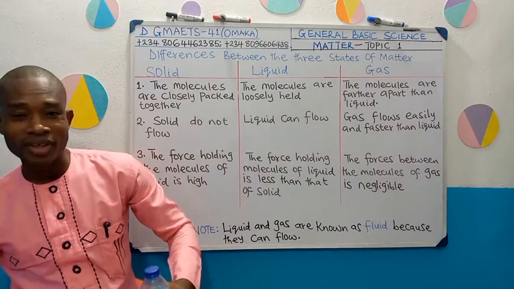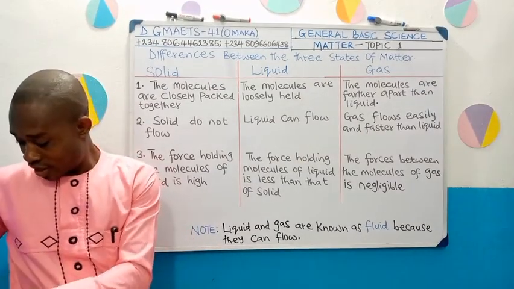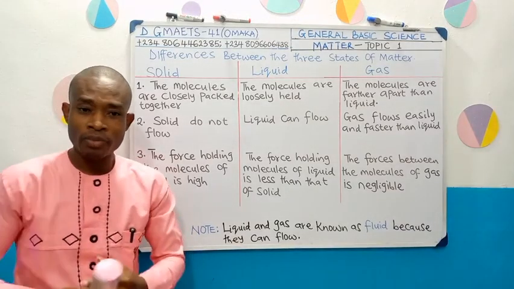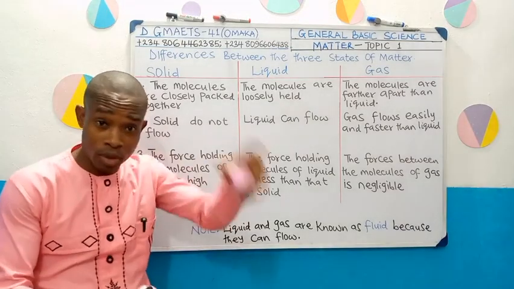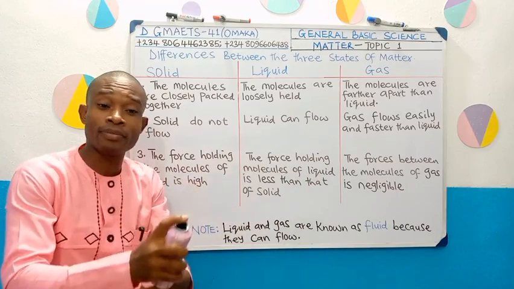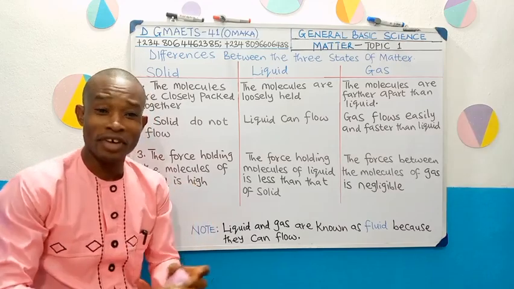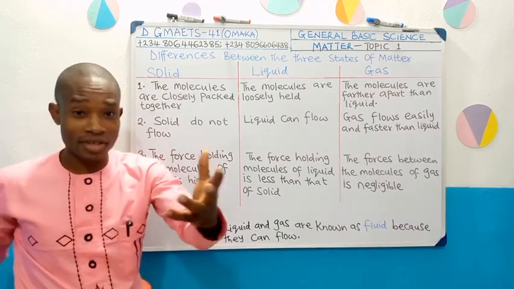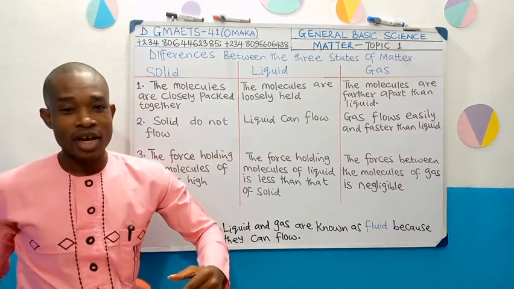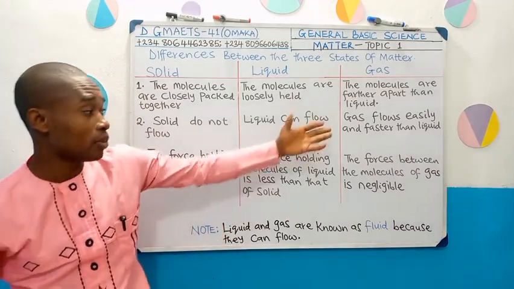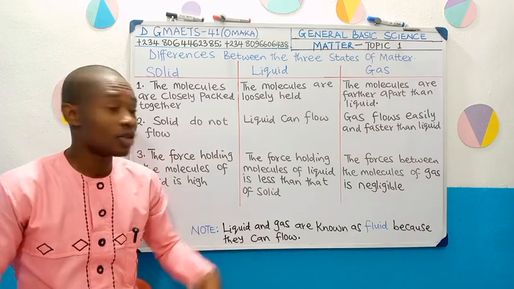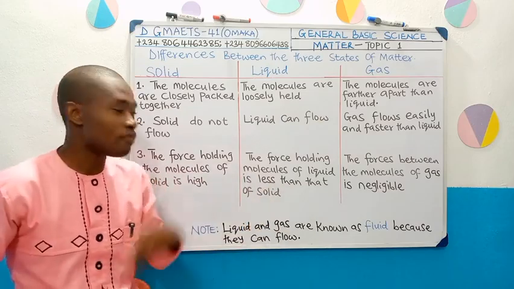We've seen that before. I'll still show you that gas can flow. But when this liquid was flowing, you were seeing the liquid molecules as they were entering the can. Is that not so? What about gas? Very fast. You couldn't see the molecules clearly. Is that not so? So that is why I told you, like you have on the board, that gas molecules and gases flow easily and faster than liquid.